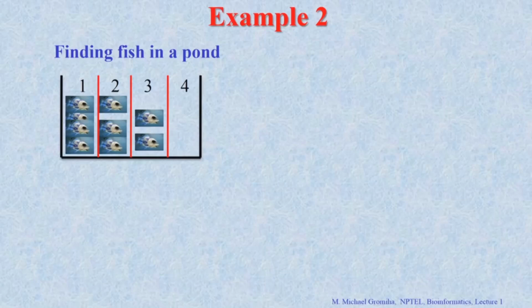In this case I will give one example: finding a fish in a pond. If you see, it is a pond here. Can you see different fishes in the different ponds? If you want to catch a fish, where will you put your net? In number 1, right, number 1 or 2, if you put it there, you will get fish.